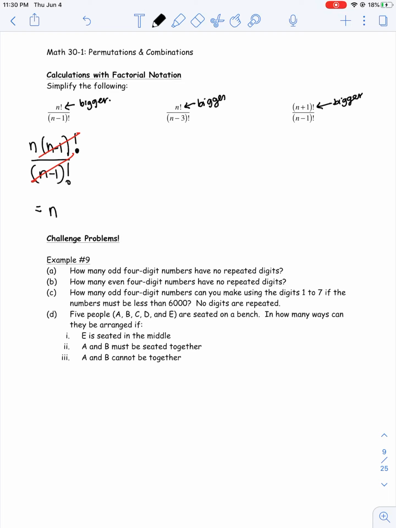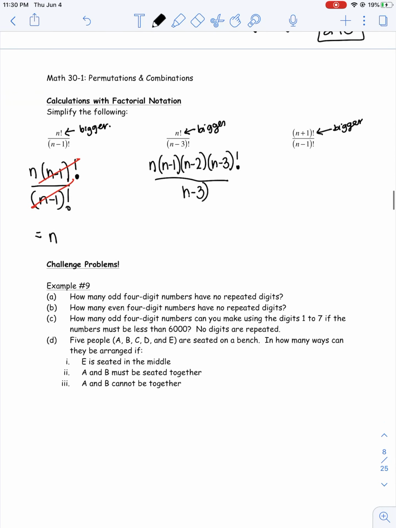So the next one is similar, where we start with n and we count down. But in this case, we have to go further. We have to count down all the way to n minus 3. So we have to keep subtracting 1 until we get to n minus 3, because then it's identical in our denominator.